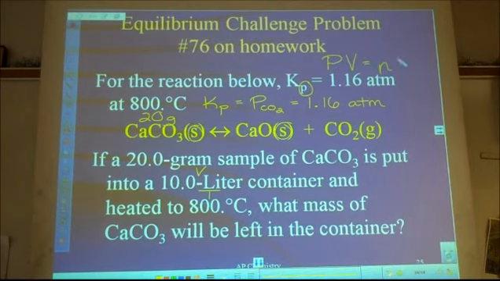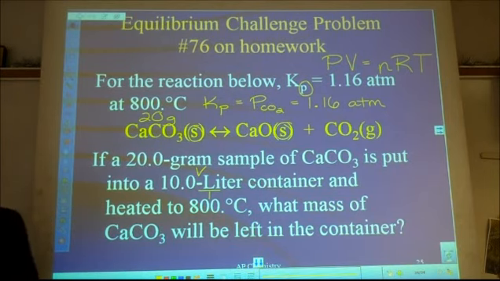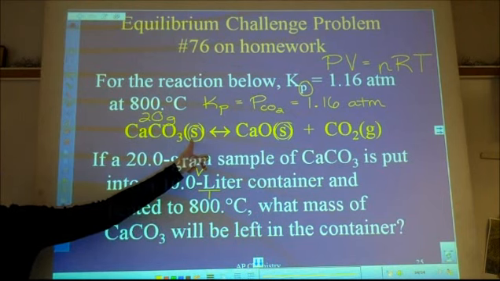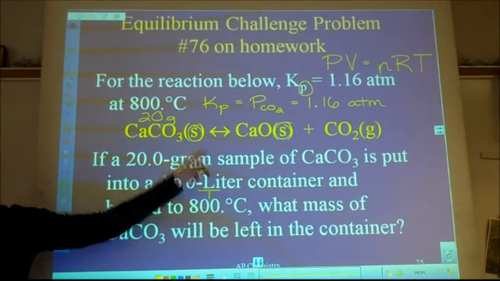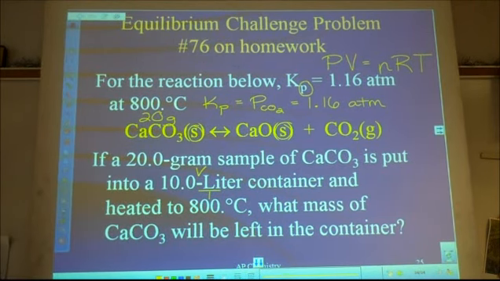PV = nRT. Now, ladies and gentlemen, let me just say something before I let you go off on your own. PV = nRT is the ideal gas law. Don't you dare try to plug in something for a solid into the ideal gas law. You take it from here.